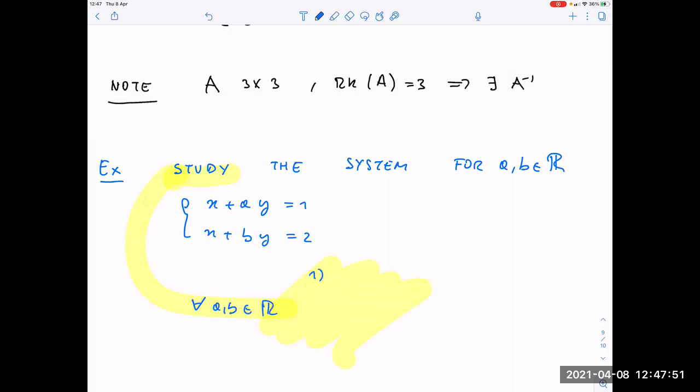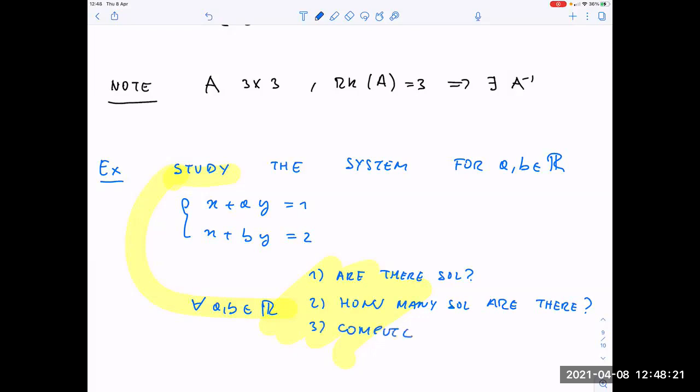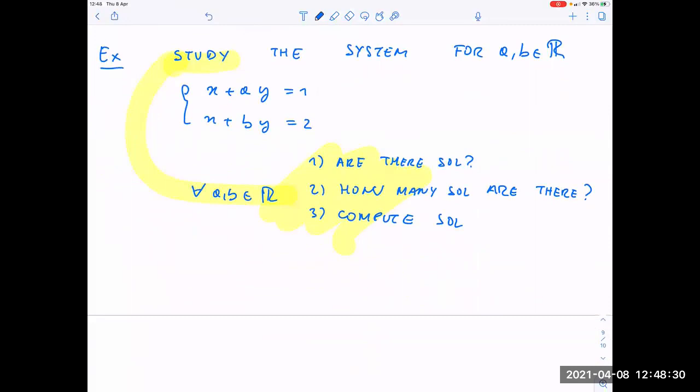Consider the question, there exists a solution. So are there solutions? How many solutions are there? And finally, compute the solutions when they exist. Okay, so this is what you want to do when you have a system with parameters. This is the question we consider.